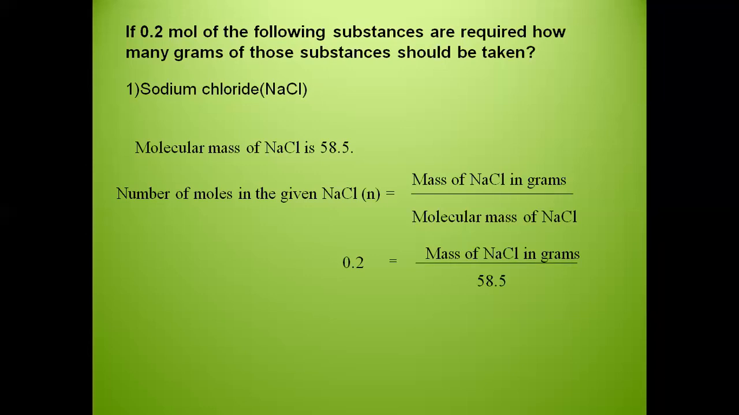So now is it difficult to give me the answer? So what will be the mass of sodium chloride in grams? The mass of the sodium chloride in grams will be nothing but cross multiply 58.5 multiplied by 0.2. So my answer is 11.7 grams. Is it clear? See, the mathematical part, the calculation part isn't difficult. What is difficult? To understand the concept.